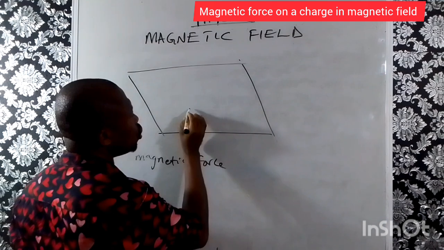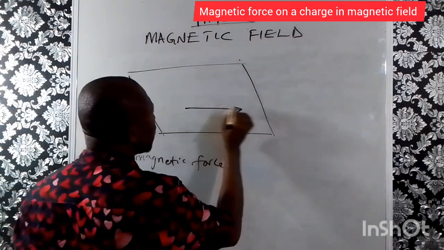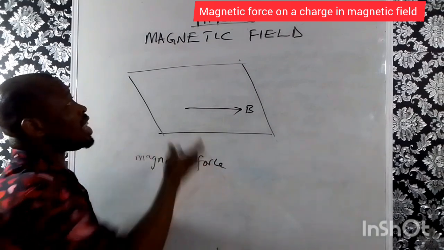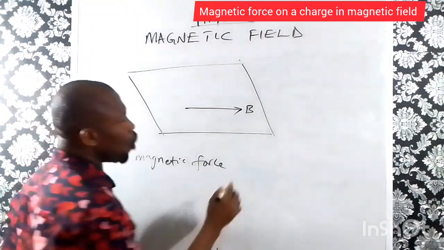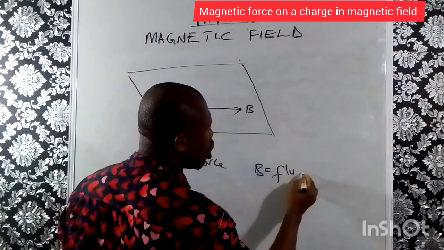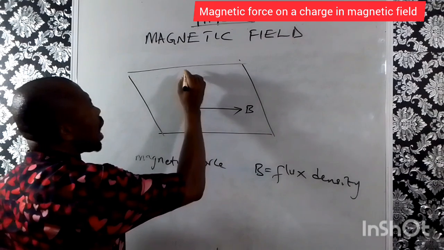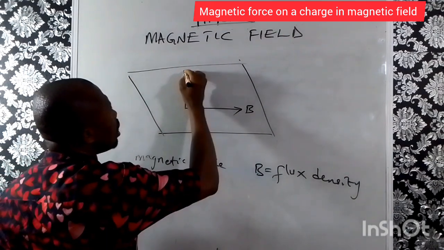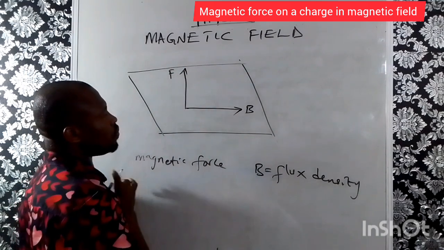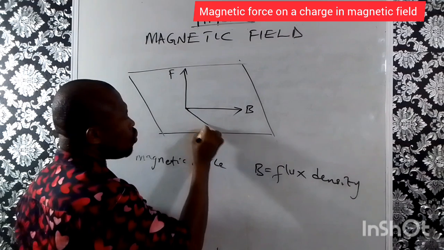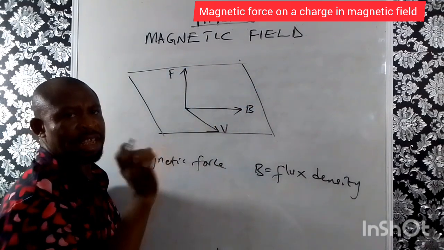Now, in this field, we can have a vector here. This vector, we can call it B. Of course, this vector B is just the strength of this field, the magnetic field strength, otherwise known as the flux density. So we say B is the magnetic flux density. Assuming we have here our force, if a charge is free to move in this field, it can move with a certain speed v. So we have these three major parameters here.